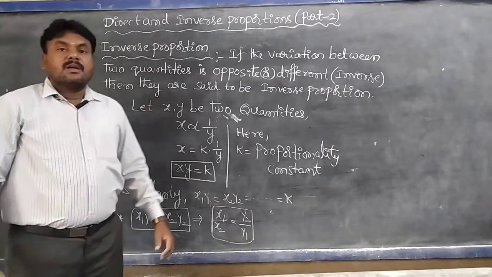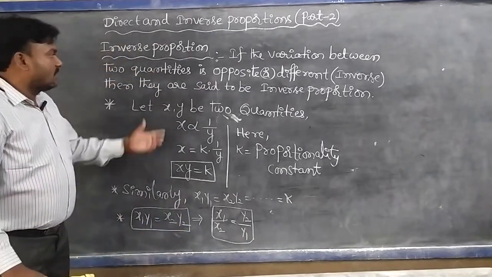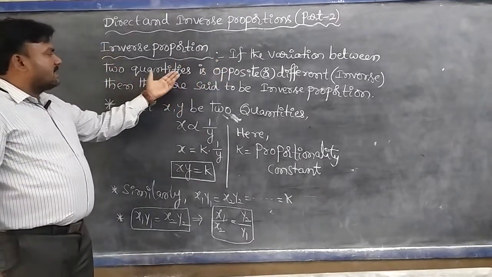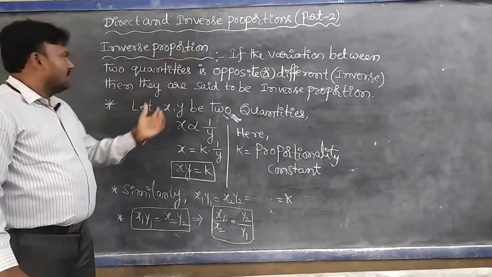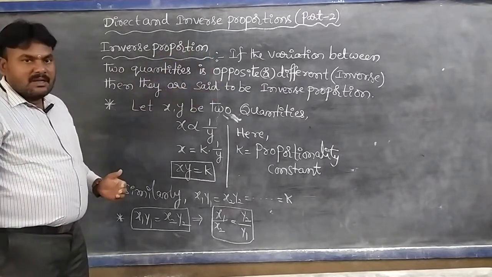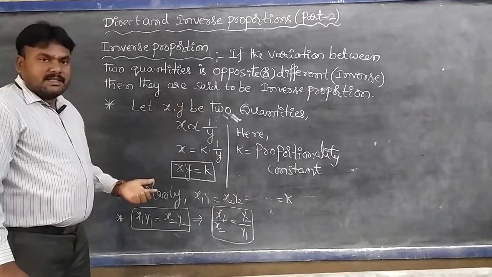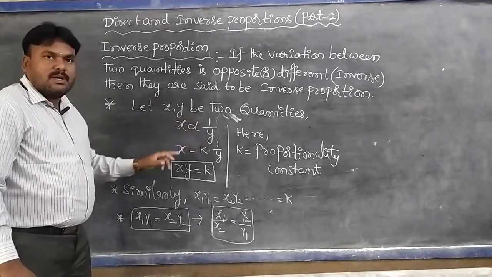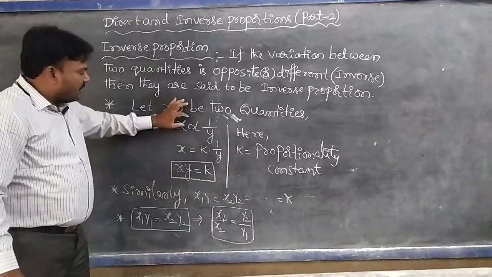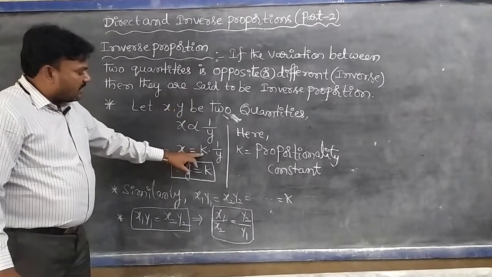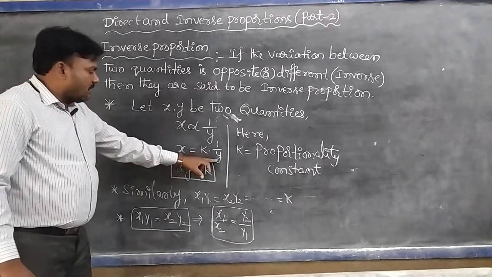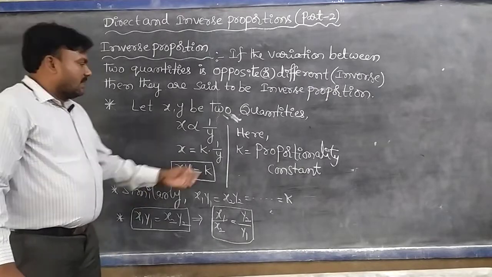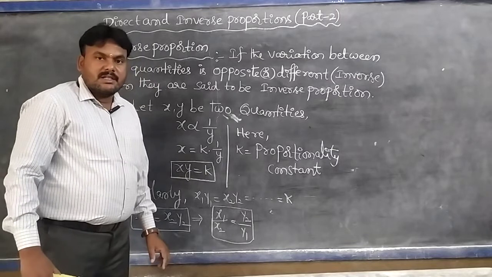We will discuss some important questions along with some important problems, students. Listen carefully, once again. If the variation between two quantities is opposite or inverse or different, then they are said to be in inverse proportion. Let x comma y be two quantities. x is directly proportional to 1 by y, or x is inversely proportional to y. Then x equal to k into 1 by y. Removing this symbol and applying the equality symbol along with one constant, y transferred to the left side becomes multiplication, so x into y equal to k. Here k is called the proportionality constant.